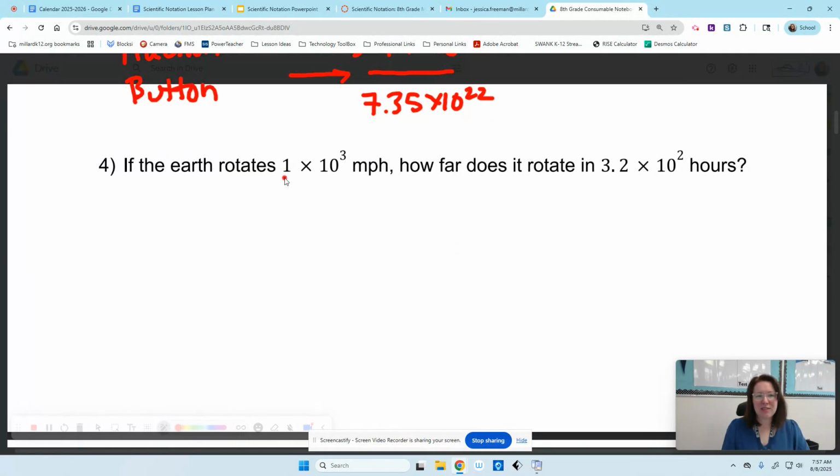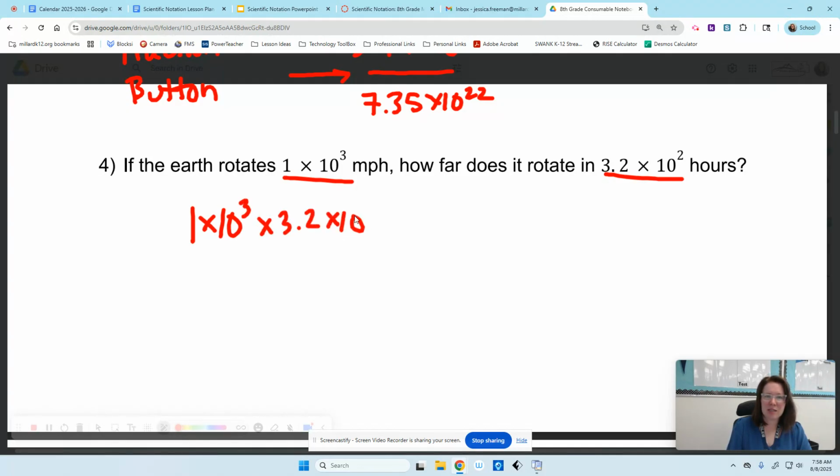If the Earth rotates this fast, how far does it rotate in this many hours? So that's just saying, like, every single hour over and over and over again, it's going this fast. I think I looked that up. I don't remember. Okay. But every single hour. Well, repeated addition, I mean, I could literally just take this number and add it. Plus, plus, plus, plus, plus this many times. But the faster way is to multiply. And so I can literally just type in my calculator, 1 times 10 to the third times 3.2 times 10 squared equals. So anything that's repeated addition means multiply.